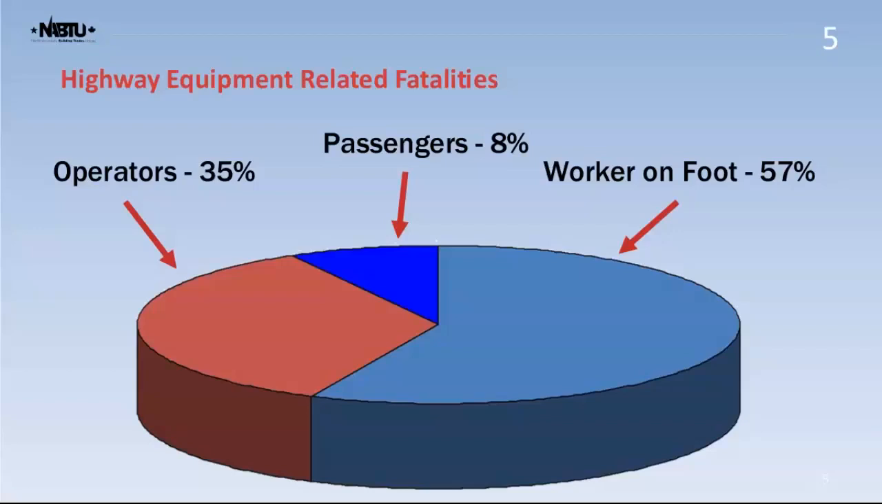35% are operators. By operators, I mean people that are operating the vehicles themselves. This is typically in rollover accidents. We're going to talk about how to protect the operator, if at some point you get to the place where you're given the keys to a piece of equipment, and what you need to do to make sure that you don't get squashed if that piece of equipment rolls over. And a small percentage are people that are passengers in the vehicle.